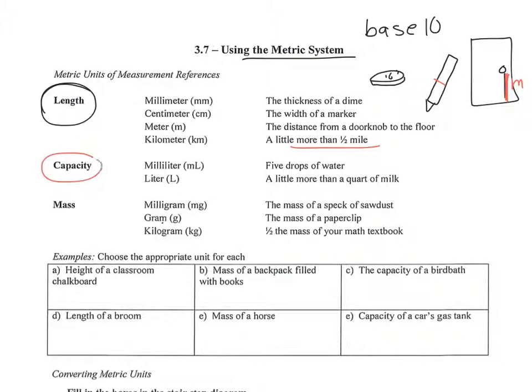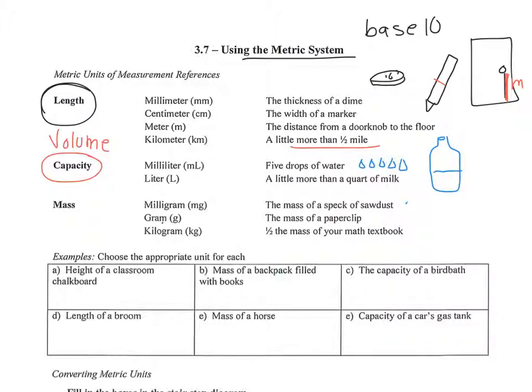Capacity, or another way of saying this is volume, how much space something takes. A milliliter is 5 drops of water, so think of 5 tiny drops of water. And a liter is a little more than a quart of milk. Or if you think of a big 2-liter thing of soda, it's half of it. That's a liter. A milligram is a speck of sawdust, so it's as tiny as that dot.